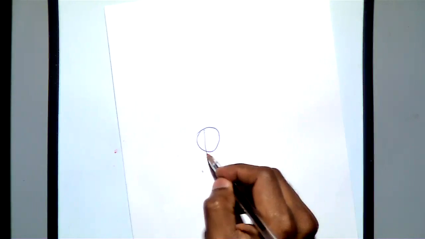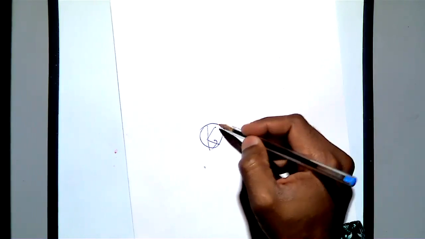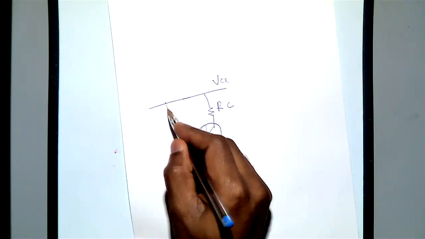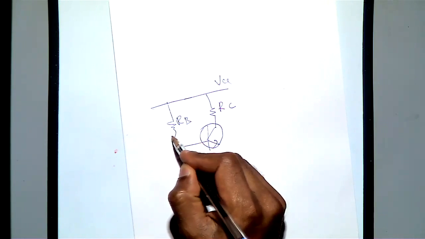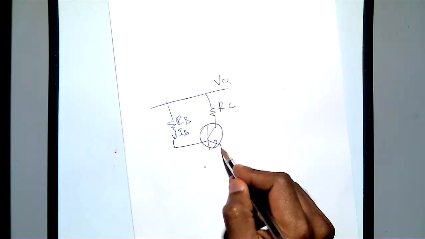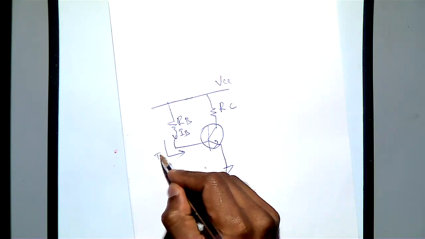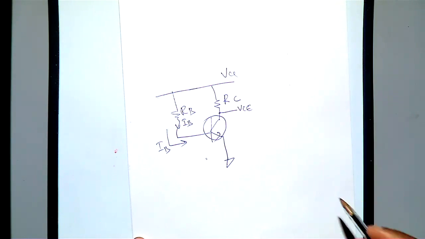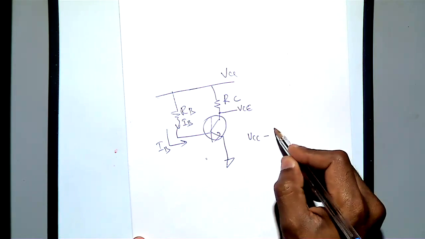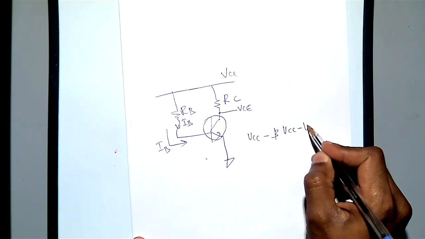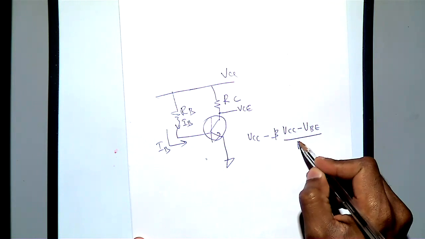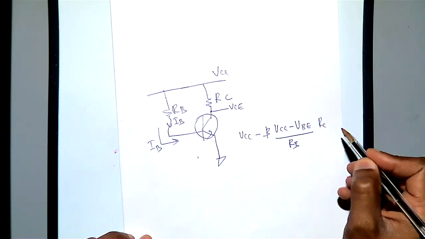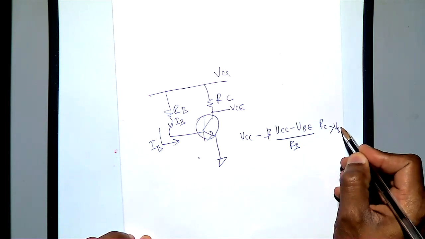So when you have this circuit, this is your VCC, this is your RC, and then this is your RB, and then this is IB, and this one is grounded, so this current is IB. This is the biasing, and this is VCE. But then the equation we have got is VCC minus beta times (VCC minus VB) by RB, into RC, which is greater than VB.